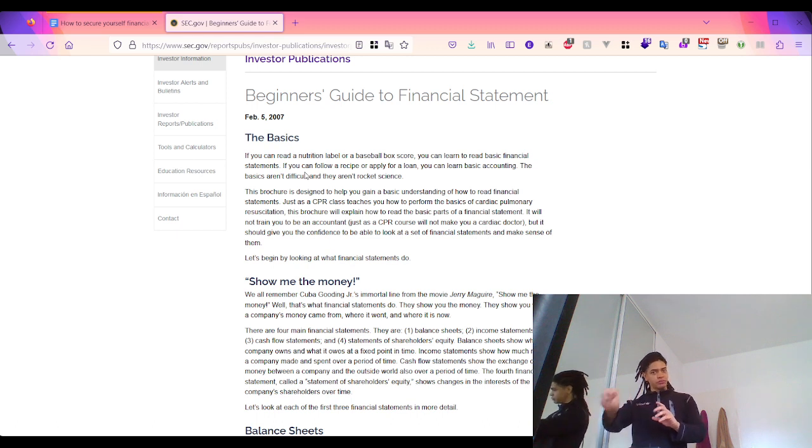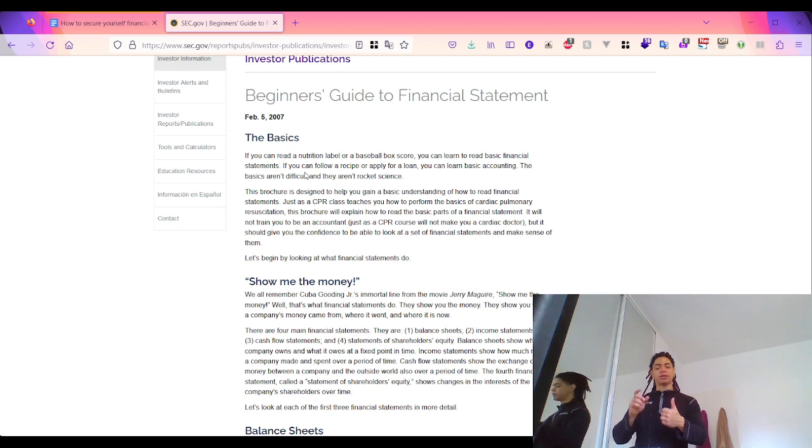So this section is going to teach us and give us some confidence, especially once we're able to see a set of financial statements, so we can make sense of them. It won't train us to be an accountant, just like a CPA course won't train you to be a cardiac doctor, but it can give you the confidence so you can see a set of financial statements and make sense of them.